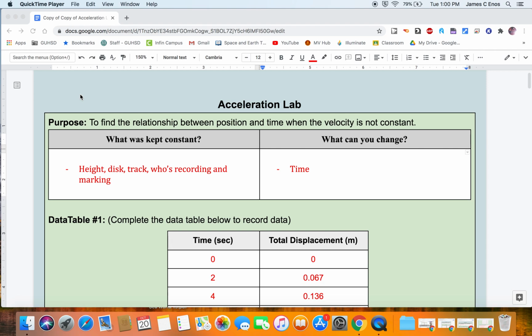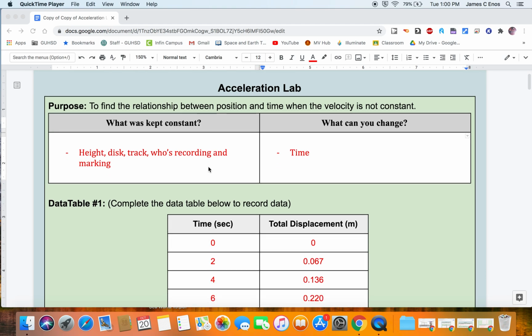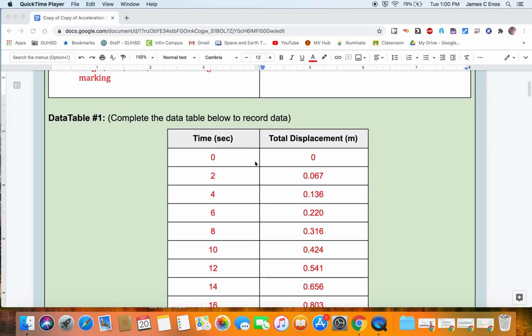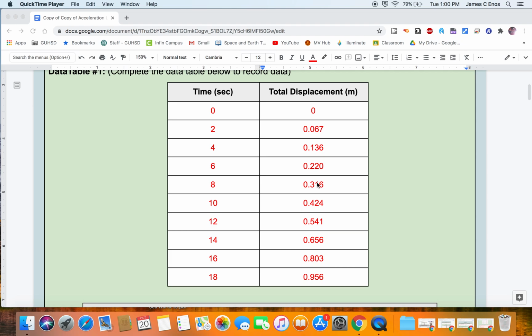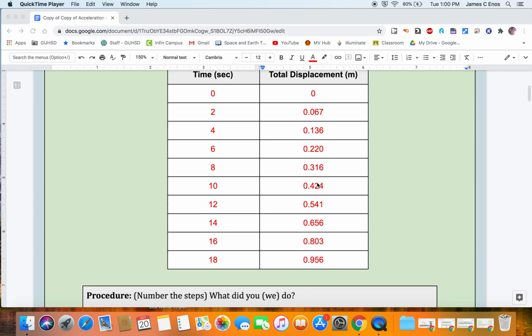Hello, so this screencast is for my distance-only students. You're going to see what was kept constant and what you can change, as well as the time and displacement values. These are what we were able to measure and record from the experiment that you saw before.